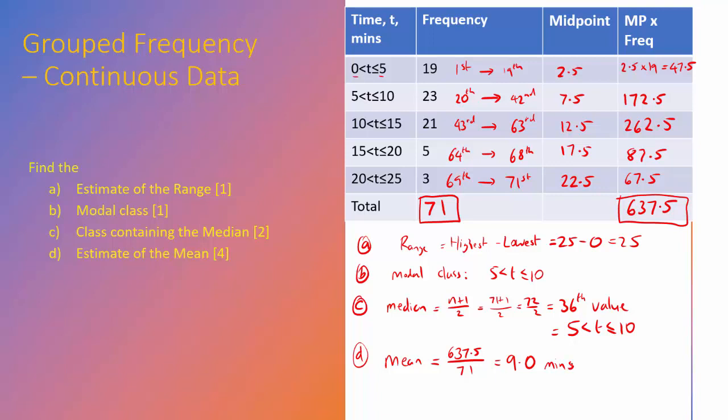Okay, and that's how you work out the mean and the averages from a grouped frequency table with continuous data.